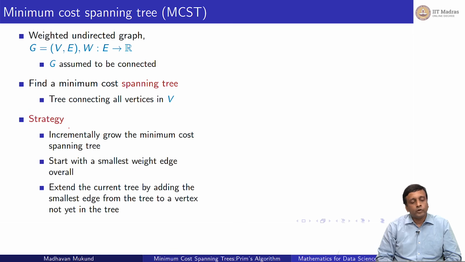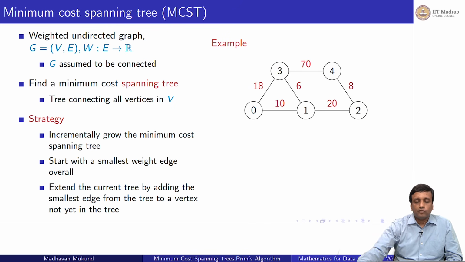So the strategy that we are going to adopt is to incrementally grow it. We start with the smallest edge, and we will keep growing the tree by adding the smallest edge that we can to the current tree while retaining a tree. So let's look at this example that we saw before. Supposing we start with the smallest edge, which is the edge between 1 and 3.